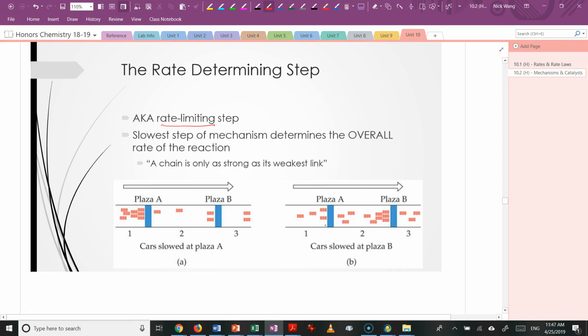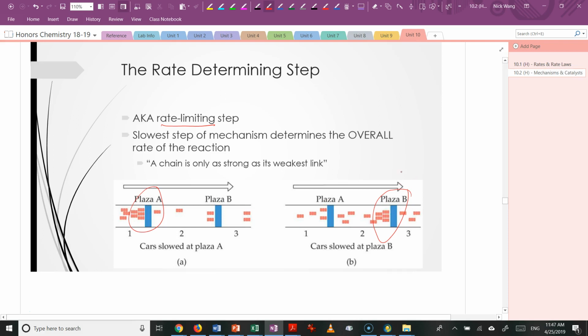What about example B, right? Plaza A doesn't seem to have a lot of cars backed up here. The second set of toll booths seems to have a little bit more of a backup here. So it turns out Plaza B, that's going to be your rate determining step, your rate limiting step. So the slowest step of a mechanism basically determines the overall rate. So the overall flow of this one right here is going to match the rate of A, of this specific step, of this plaza. Even though B seems to be doing the thing pretty well and pretty efficiently, right? It can only go as fast as A is working.